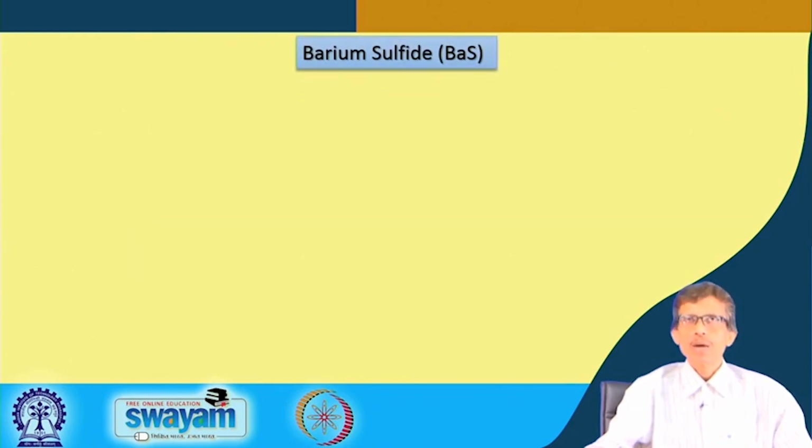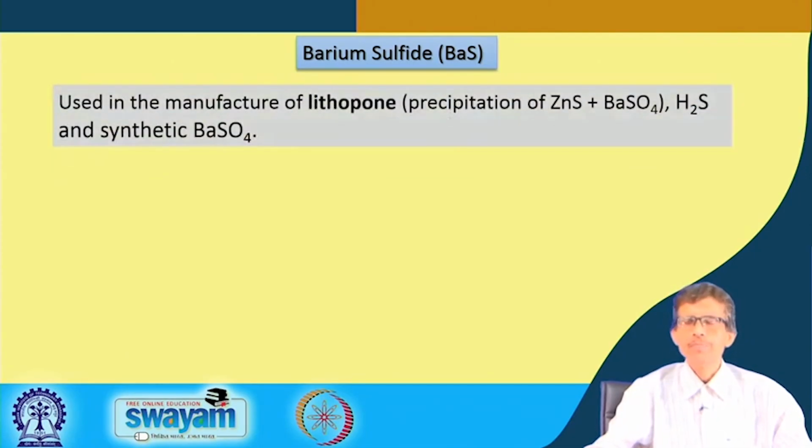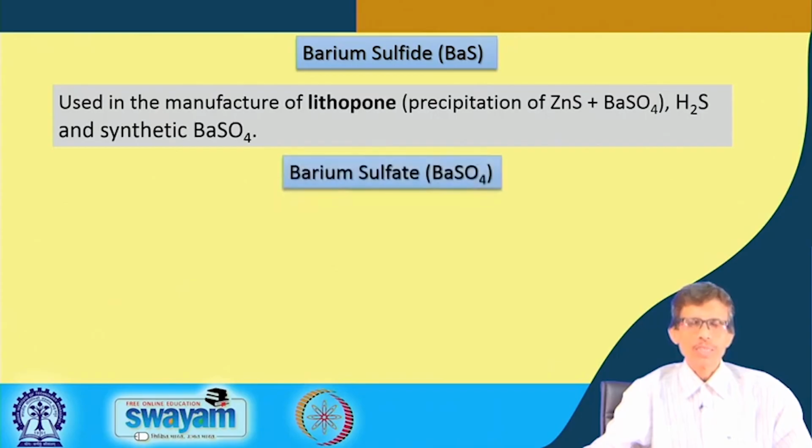Then the sulphide one, just now we have discussed how we get this sulphide and how we make it for this particular production. It is used in the manufacture of lithophone, which we all know, when mixed with zinc sulphide, is used for painting purposes also. So, it is basically a co-precipitated mixture of barium sulphate plus zinc sulphide, with H2S, and for the synthetic barium sulphate through oxidation.